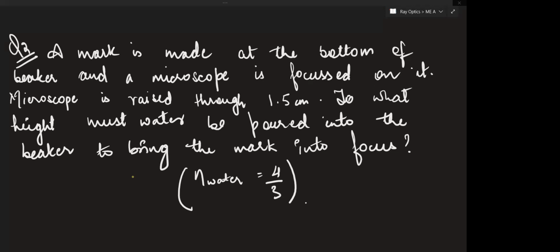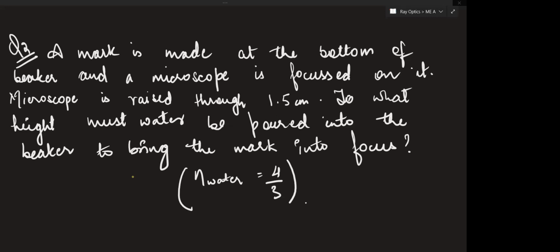See, the question says a mark is made at the bottom of a beaker and a microscope is focused on it. The microscope is raised through 1.5 centimeters. You have the microscope in your syllabus. The types of microscopes are also there: compound microscope, simple microscope, that you will do. To what height must water be poured into the beaker to bring the mark into focus?